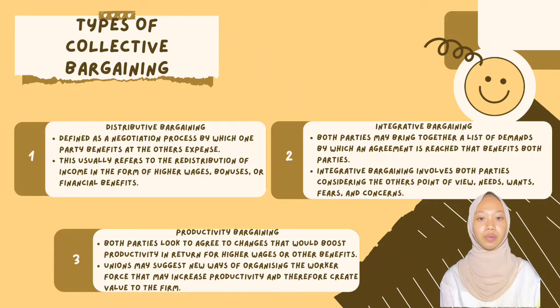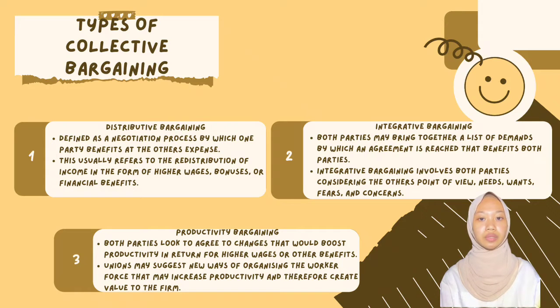Next is integrative bargaining, where both parties may bring together a list of demands by which an agreement is reached that benefits both parties. It involves both parties considering the other's point of view, needs, wants, fears, and concerns. For example, the unions may be willing to give up yearly bonuses in order to have a higher annual salary, or alternatively, the union would accept a pay freeze in exchange for better working conditions.